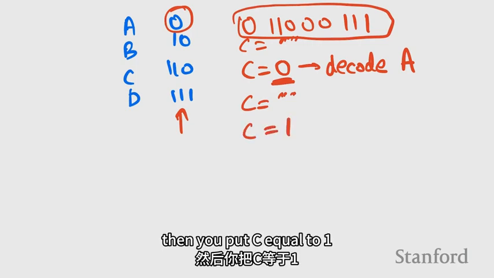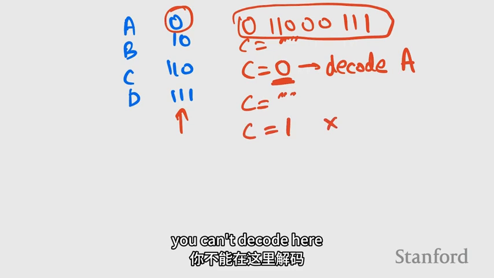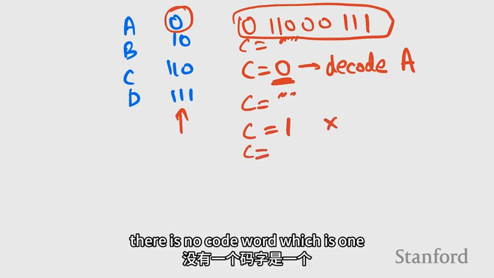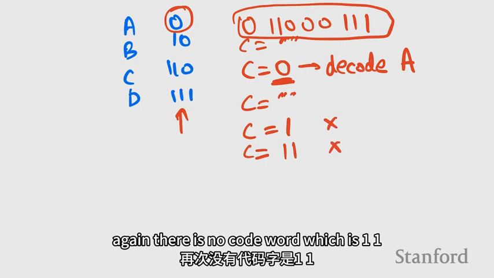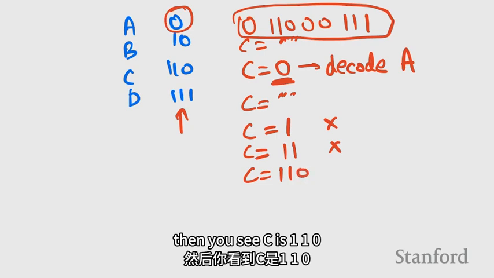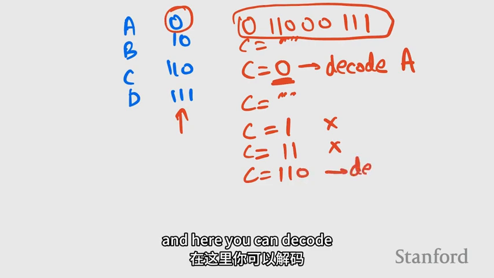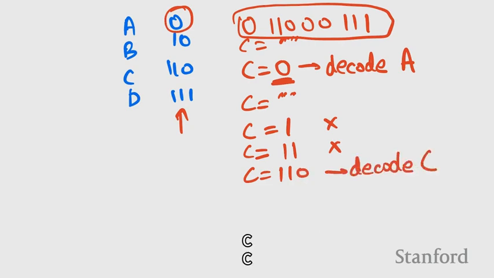Then you put C equal to 1. You can't decode here. There is no code word which is 1. Then you see C is 1, 1. Again, there is no code word which is 1, 1. Then you see C is 1, 1, 0. And here you can decode C.